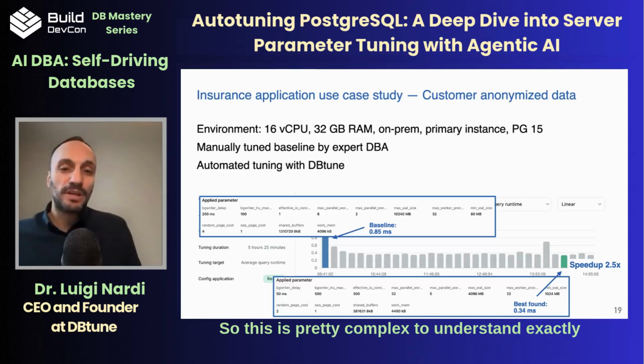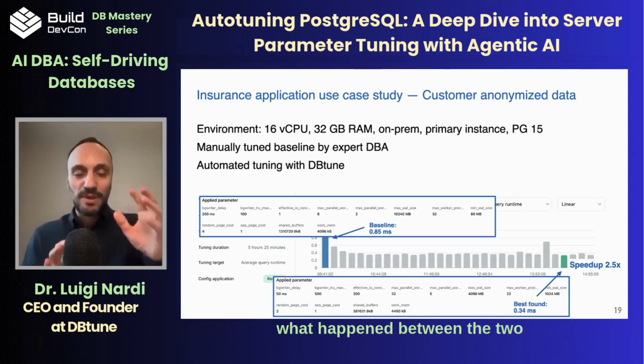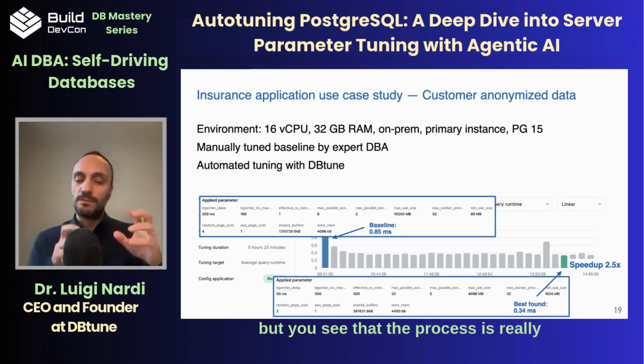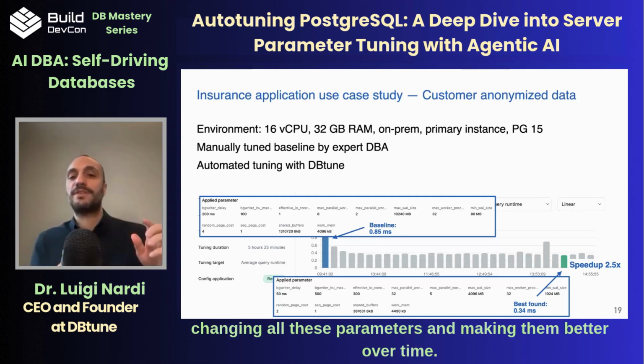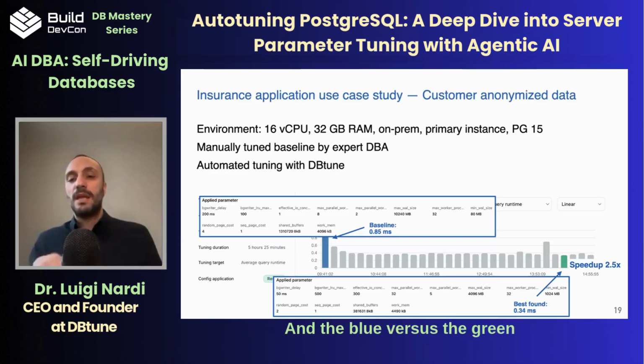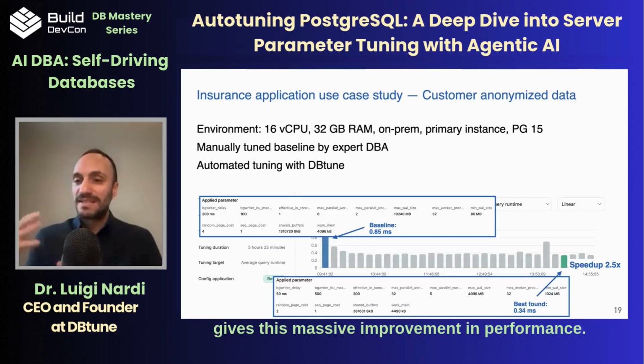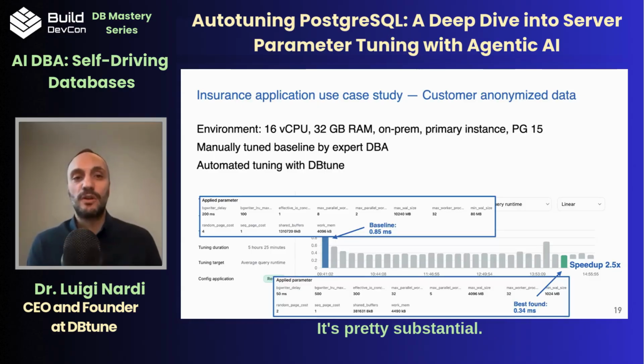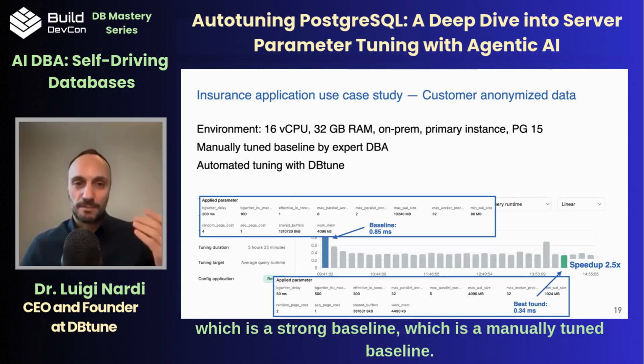So this is pretty complex to understand exactly what happened between the two configurations. Of course, there are explanations, but you see that the process is really changing all these parameters and making them better over time. And the blue versus the green gives this massive improvement in performance, 2.5x improvement in performance on a production system. It's pretty substantial. And this is from a baseline, which is a strong baseline, which is a manually tuned baseline.